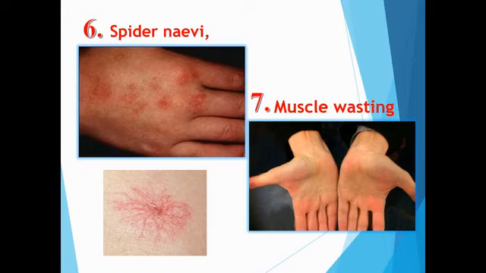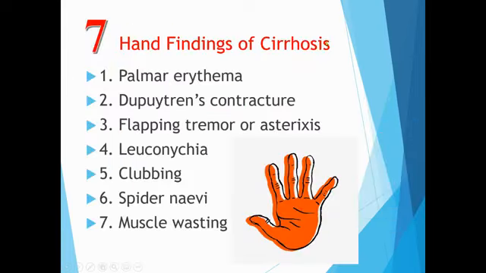And the last and the seventh hand feature of chronic liver disease is muscle wasting. Look at the picture. There is thinning of the thenar and hypothenar muscles of this patient, and this is due to chronic liver disease. So if you summarize now, what are the hand findings of cirrhosis of liver? You will find palmar erythema, Dupuytren's contracture, flapping tremor or asterixis, leukonychia, clubbing, spider nevi, and muscle wasting. So it is very important to examine the hand whenever you suspect that a patient has chronic liver disease, because so many signs are lying there.